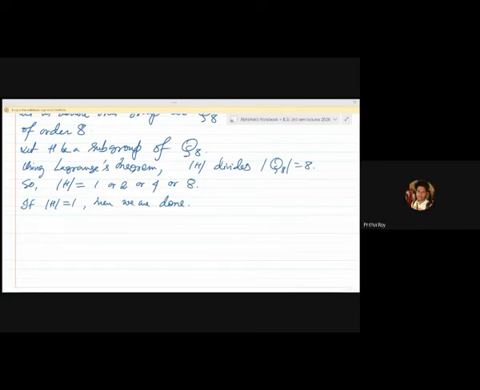So if the order of H is 1, then we are done, because H will be a trivial group containing the identity, right?